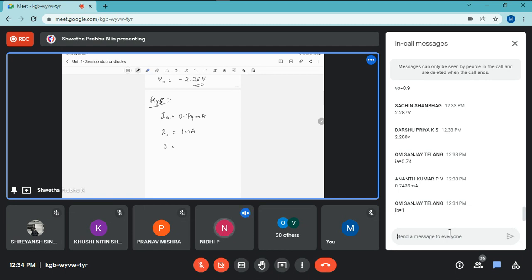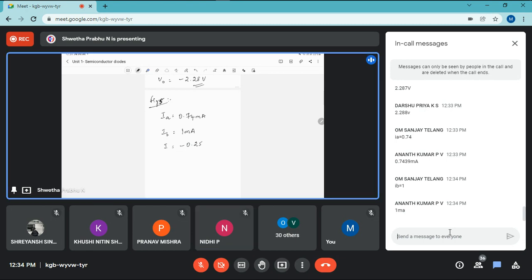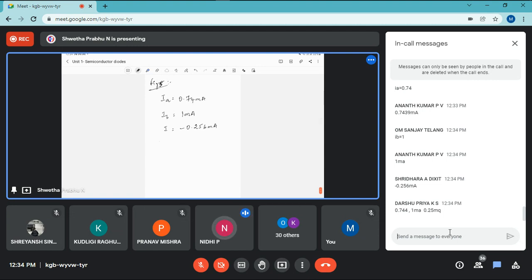Next, I1 is minus 0.257 milliamperes. Correct. So the current flowing through the diode is a negative value, therefore diode D1 is reverse biased. Consider it to be an open circuit. Redraw the circuit by making that middle path open because the current is negative, and get me the new value of current flowing through the circuit.